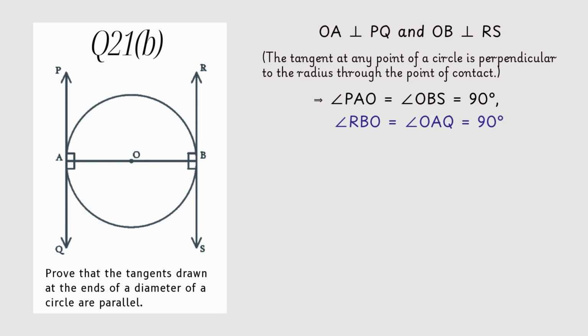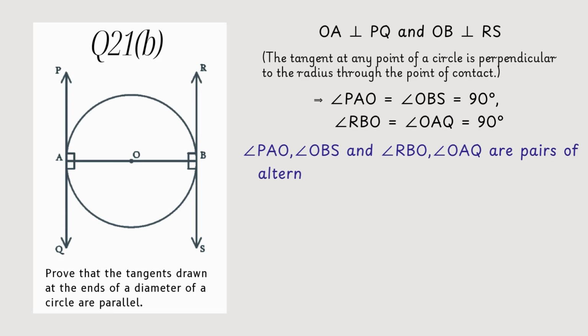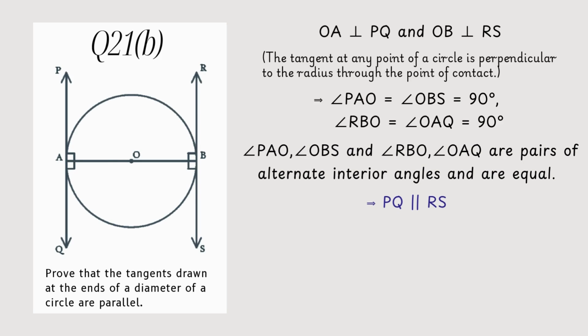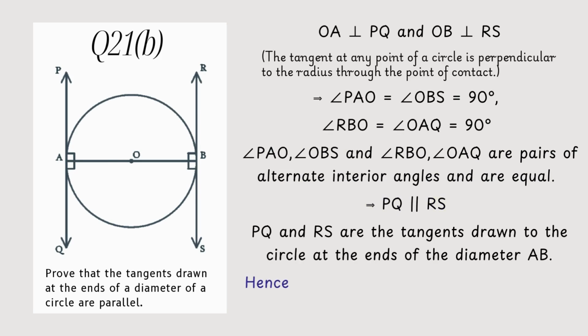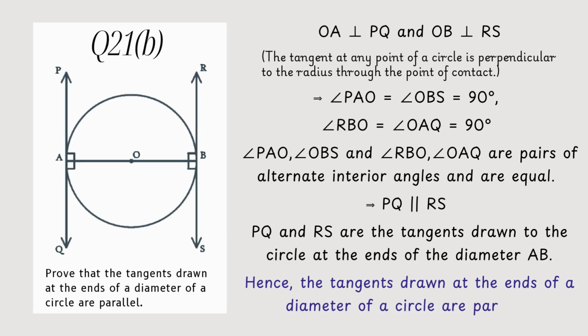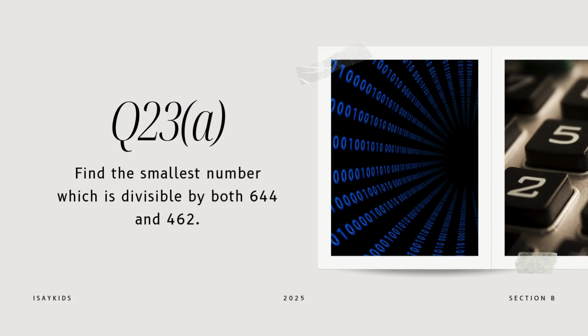Now here's the key part. The angles PAO, OBS, RBO and OAQ form pairs of alternate interior angles. Since they are equal, we can conclude that the lines PQ and RS are indeed parallel. Thus, we have successfully shown that the tangents drawn at the ends of a diameter of a circle are parallel. This is a fundamental concept that not only reinforces our understanding of circles, but also the properties of angles and parallel lines.